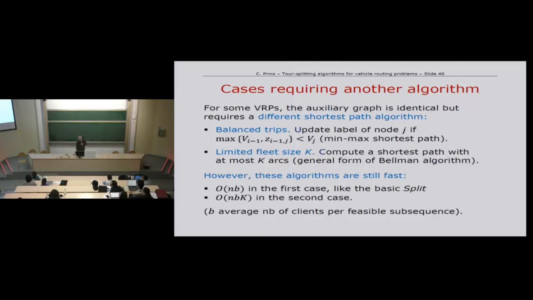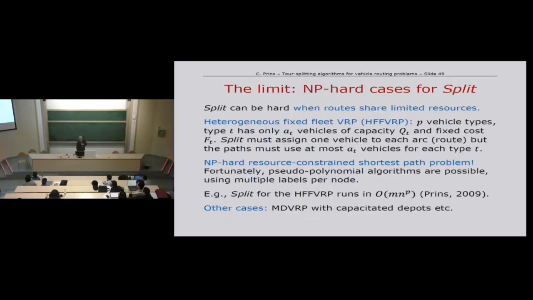Sometimes you need a different shortest path algorithm, but the complexity in general is okay. It stays polynomial. And to be frank, in the paper, order first, split second method, we give numerical examples. The most difficult case is when the routes share limited resources. When the constraints concern each individual route, it's very easy to modify the basic split. But here is one example where you have a heterogeneous fixed fleet.